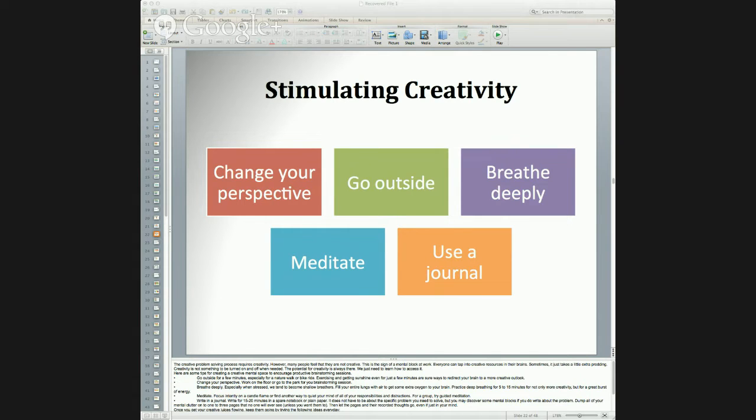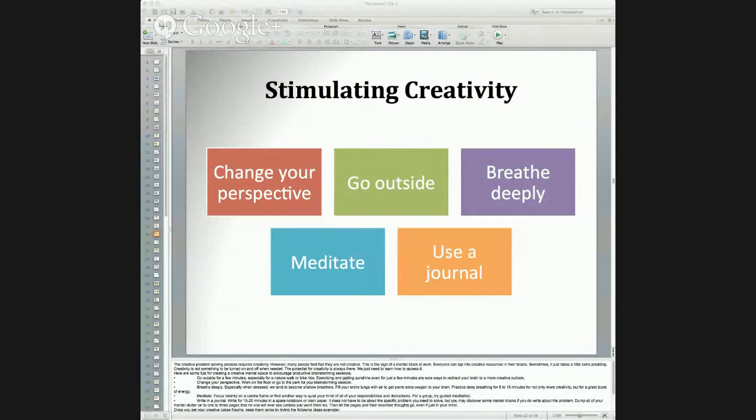Creativity is not something to be turned on and off when needed. The potential for creativity is always there. We just need to learn how to access it. And here are some tips for creating a creative mental space to encourage productive brainstorming sessions.